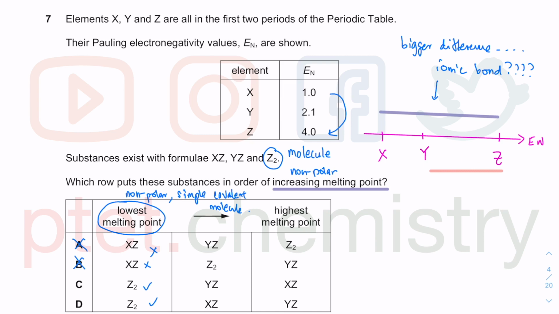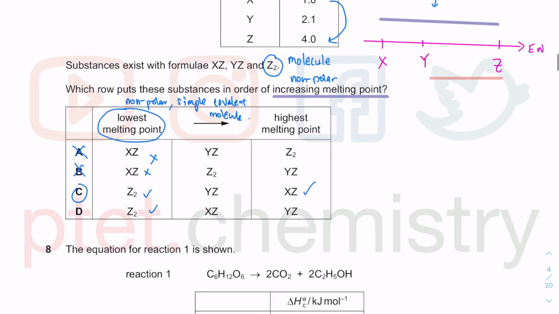Okay, so between the two melting points, I would think that the higher electronegativity difference would tip the balance more towards ionic bond and less of covalent bond, and therefore less simple molecular and more of the giant ionic structure. So XZ is going to have the higher melting point as a result.